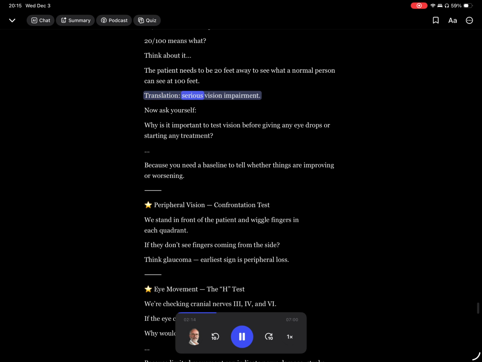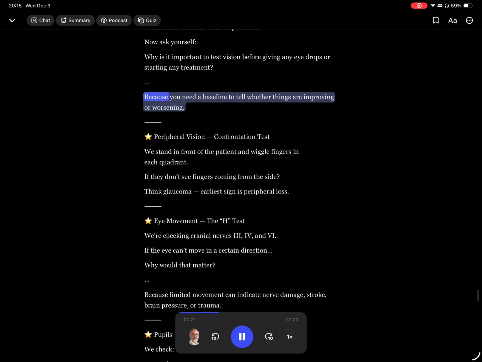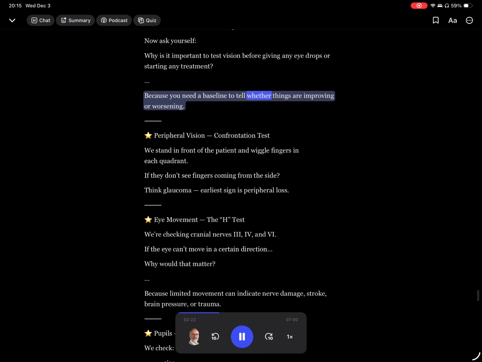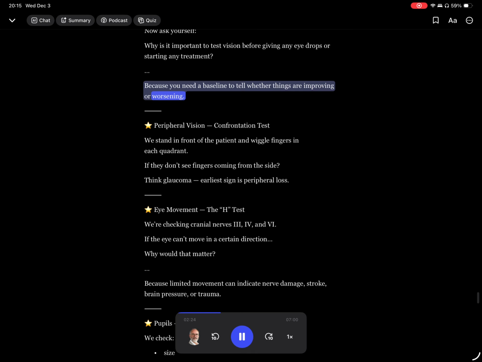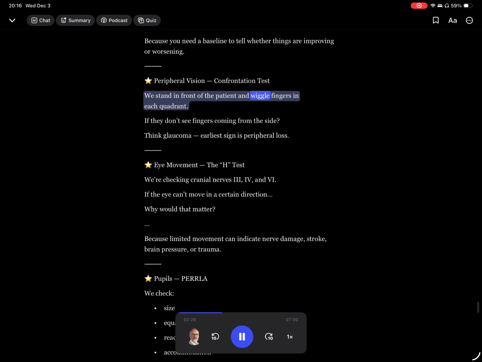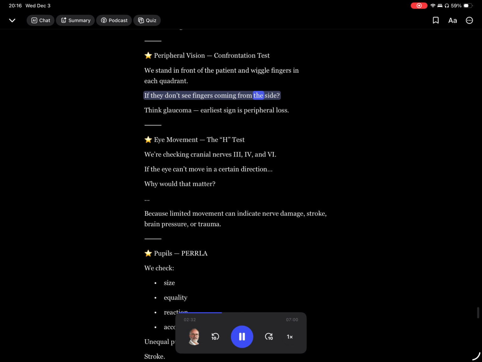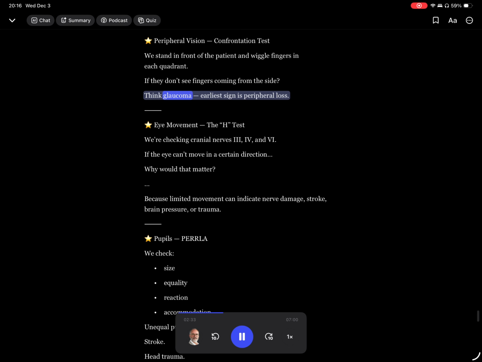Translation, serious vision impairment. Now ask yourself, why is it important to test vision before giving any eye drops or starting any treatment? Because you need a baseline to tell whether things are improving or worsening. Peripheral vision, confrontation test. We stand in front of the patient and wiggle fingers in each quadrant. If they don't see fingers coming from the side, think glaucoma. Earliest sign is peripheral loss.